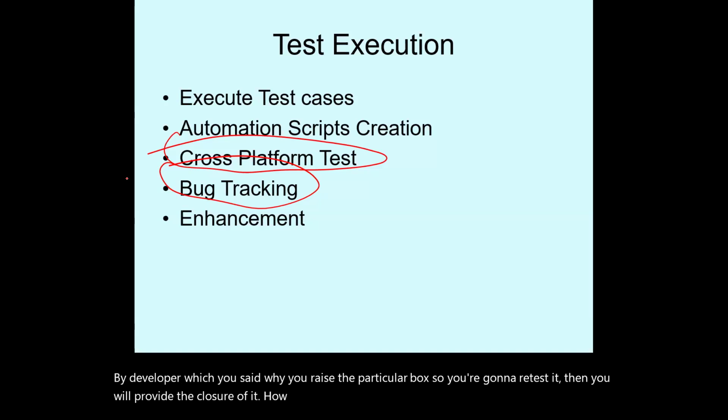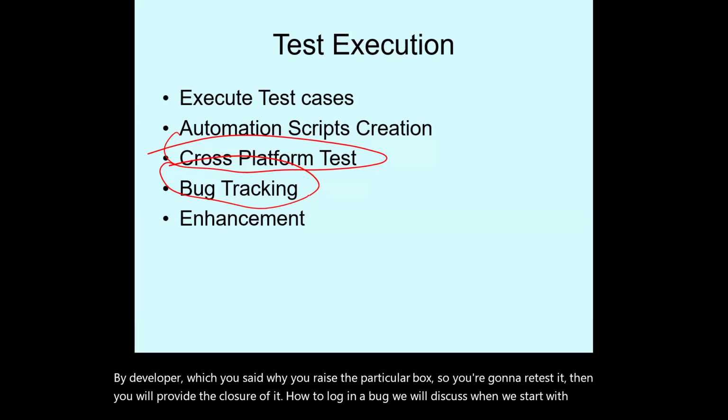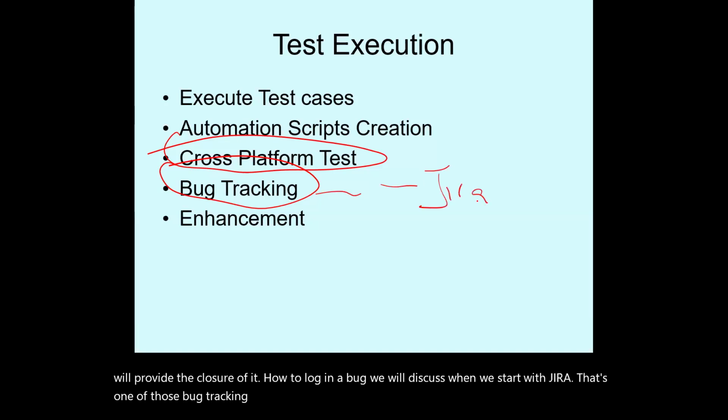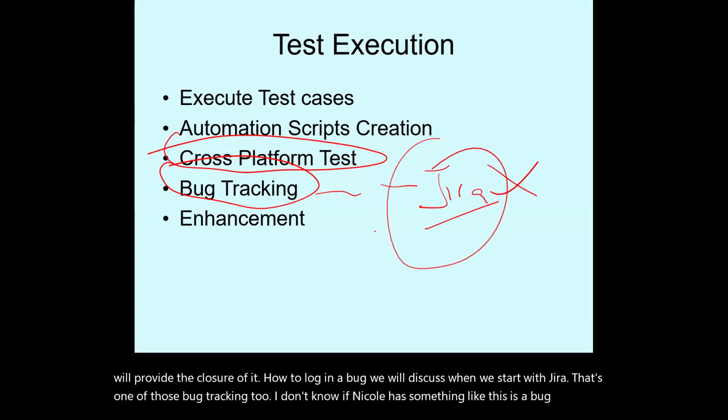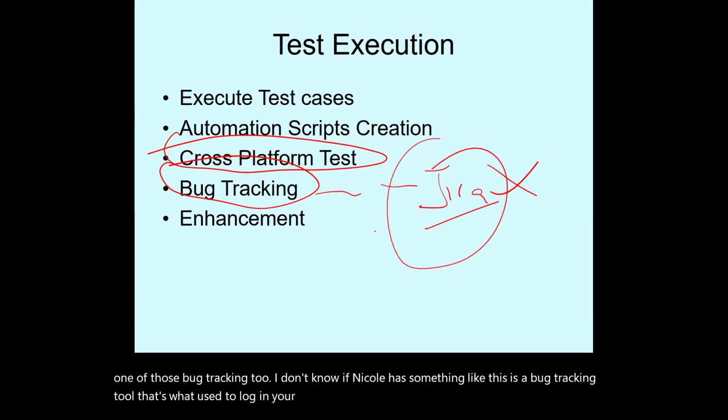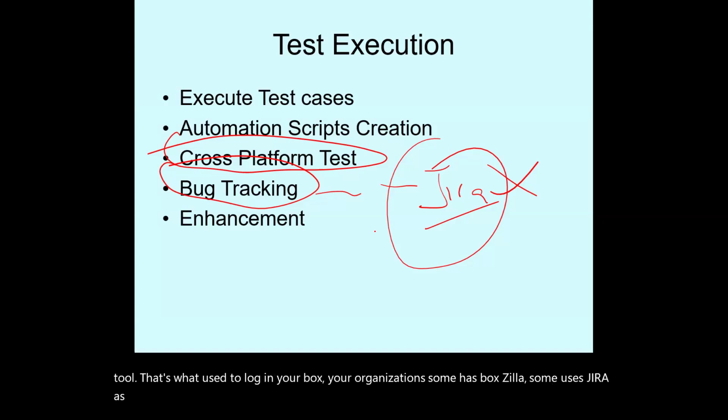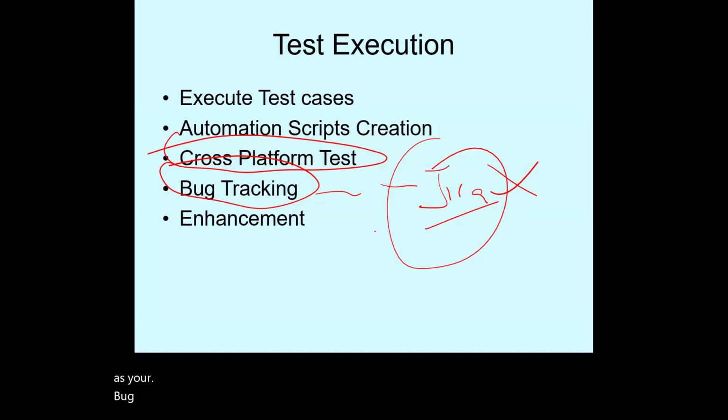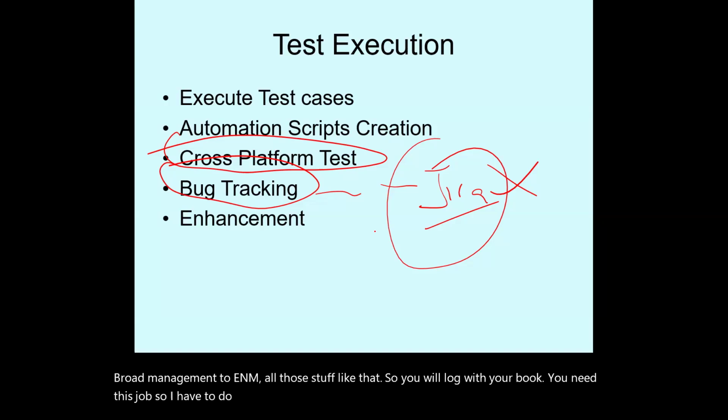How to log a bug, we will discuss when we start with Jira. That's one of those bug tracking tools. I don't know if anyone has had something like this. The Jira tool is a bug tracking tool. That's what you use to log your bugs in your organizations. Some use Bugzilla, some use Jira as a bug management tool, ALM, all those things like that. So you will log your bug using this particular tool called Jira. How to do that, we will start when we start our Jira class.